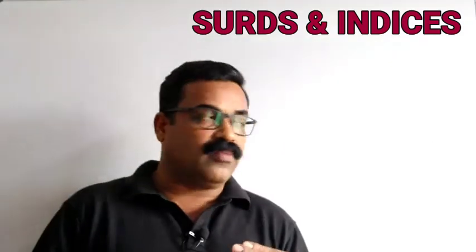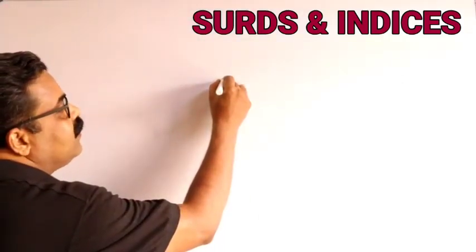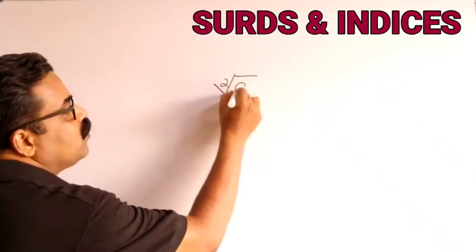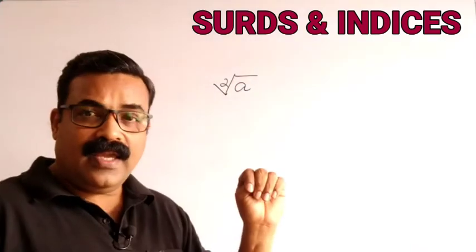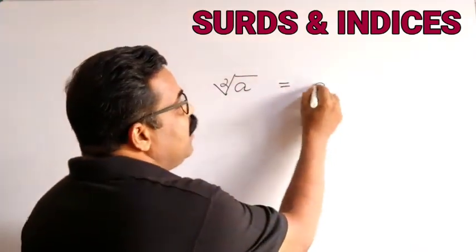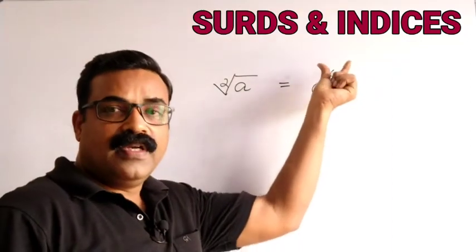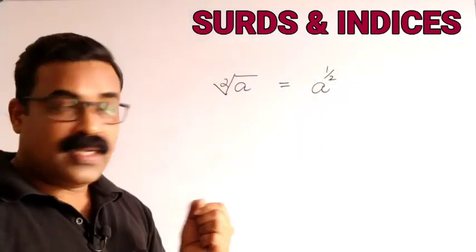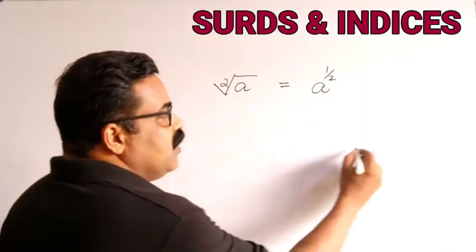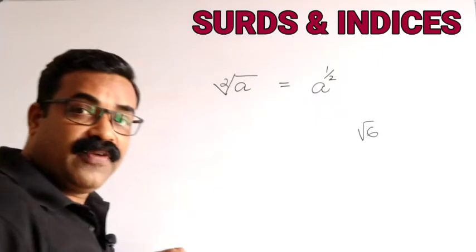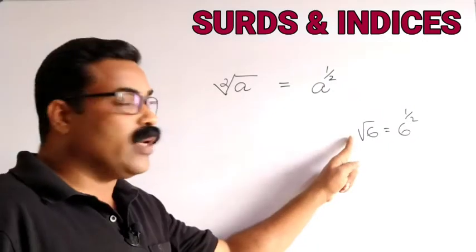Okay, so the next set of formula from this particular topic, surds and indices. Suppose we write square root of a number a. Normally, the square root of a, we will take as a power half. So any number to the power half is equal to square root of that number. For example, if I write root 6, I can write this as 6 power half because it is a square root.